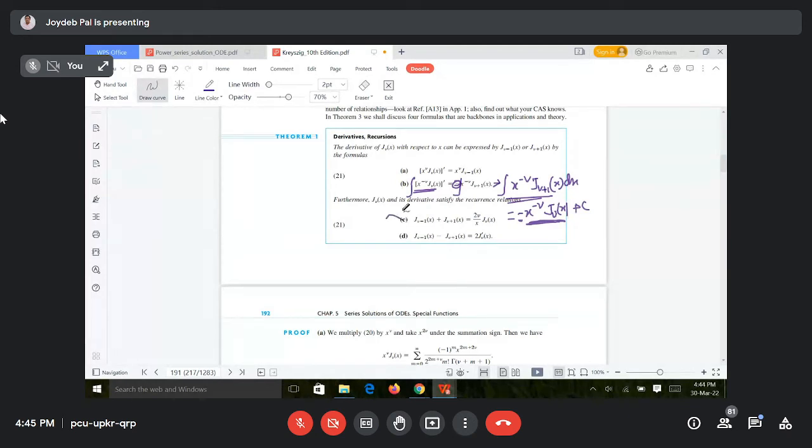From the third, we will not get any integral formula. From the fourth, I will get some integral formula. What will be the integral formula? You take integration on both sides, then it will be J nu x plus c is equal to integration of J nu minus 1 minus J nu plus 1. Right?